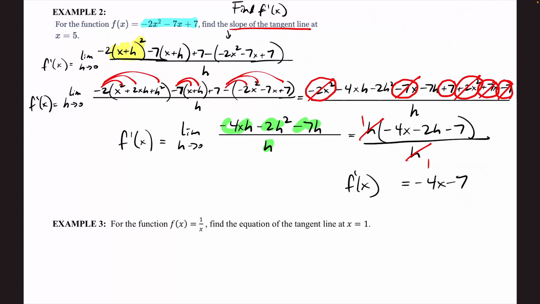So here we go. At x equals 5. Plug in 5 for x. Negative 4 times 5 minus 7. So the derivative at 5 is going to be what? Negative 27? Yes. There you go.